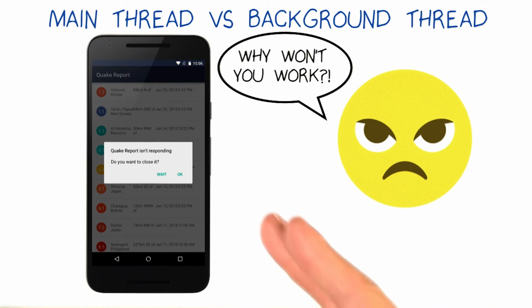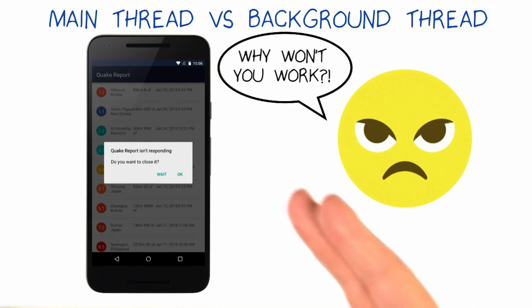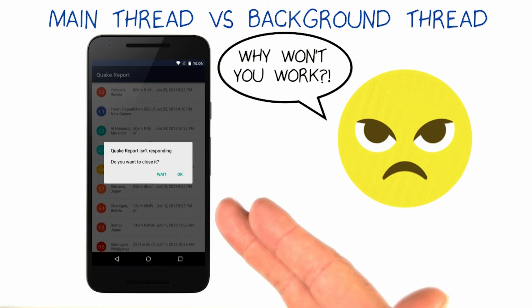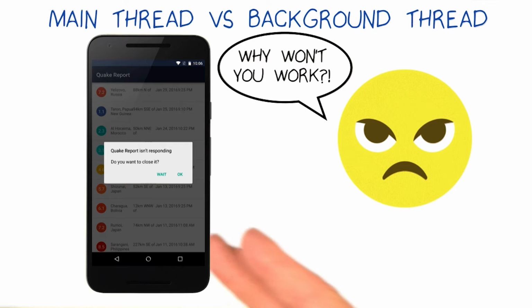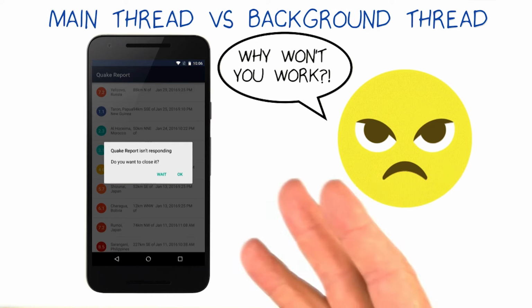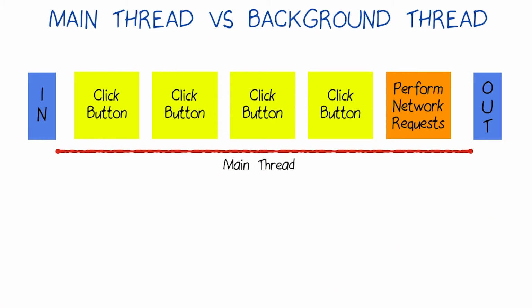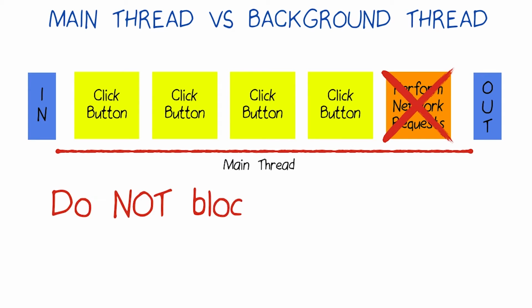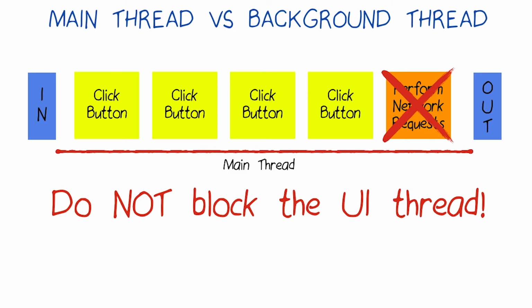Actually, if your app blocks the UI thread for more than a few seconds, Android's going to display a dialog telling you, the user, that your app is unresponsive and ask if the user wants to close it. This brings us to an important rule when building apps in Android. Do not block the main UI thread.